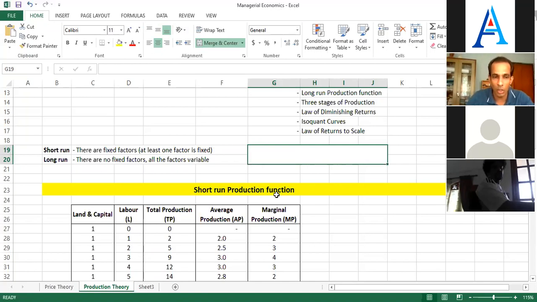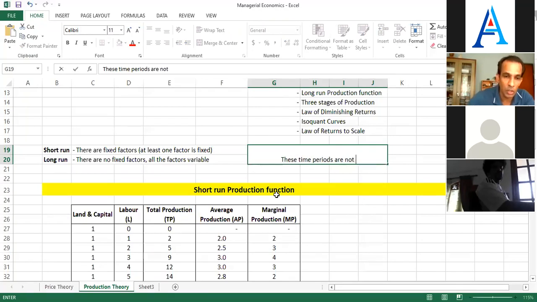So these short run and long run time periods are not the same for all the industries, all the organizations, right? It will change from industry to industry, and from company to company. It is not the same for all the industries and all the firms.